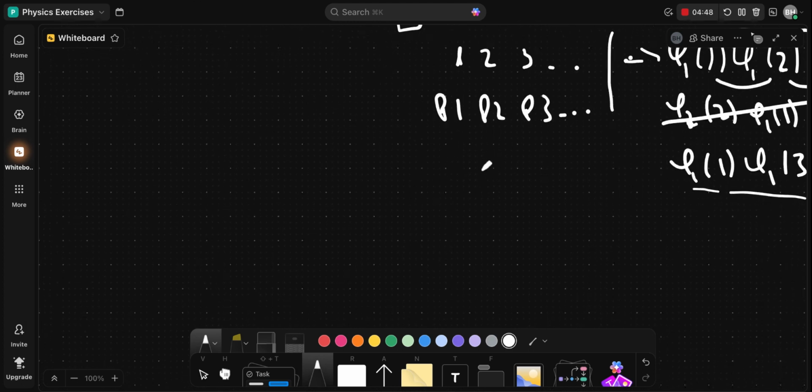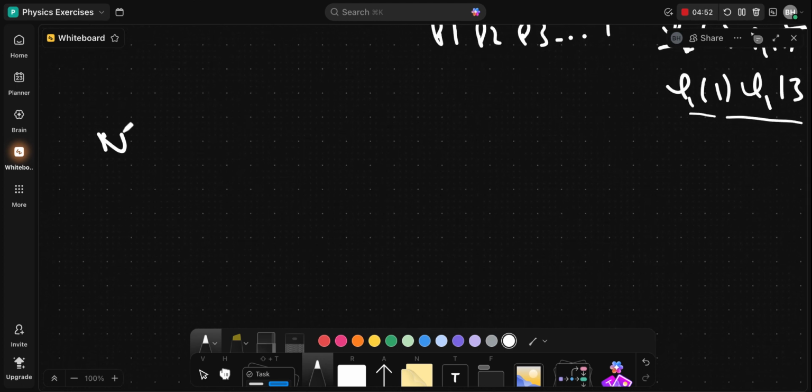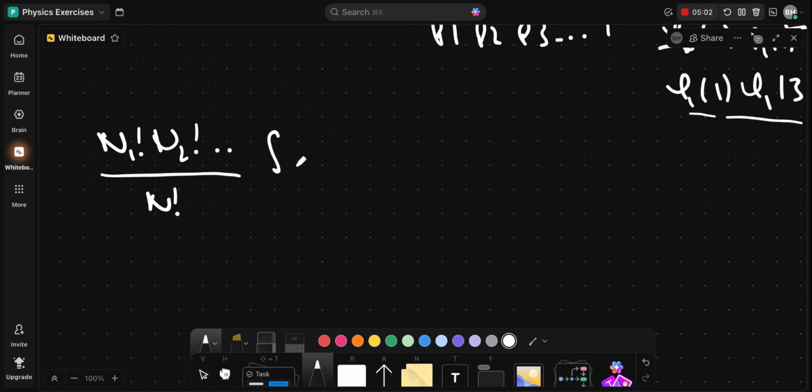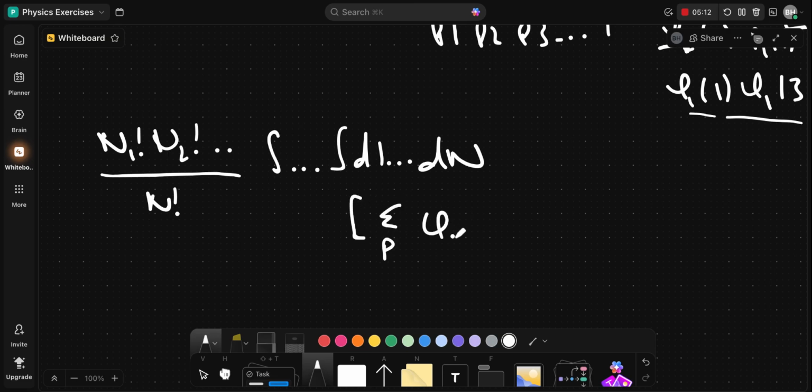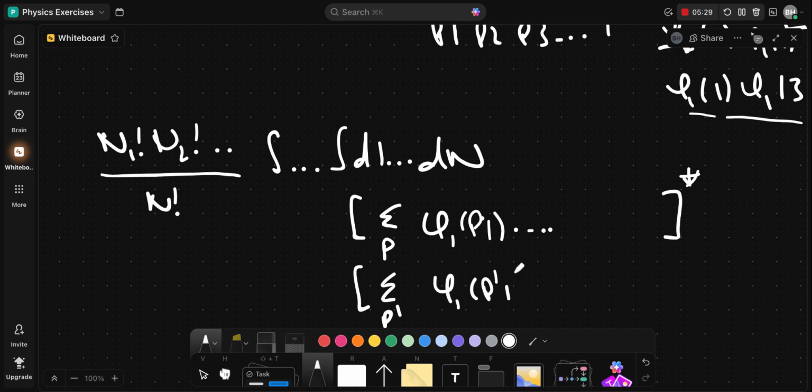What does it mean that it's a normalized wave function? It means that if I square everything and integrate over all space, d1 through dn, with the sum of permuted phi 1 P1, etc., complex conjugated, and another sum because I'm squaring the wave function, phi 1 P prime 1, etc., this is all equal to 1. We proved that in the last segment of the previous video.